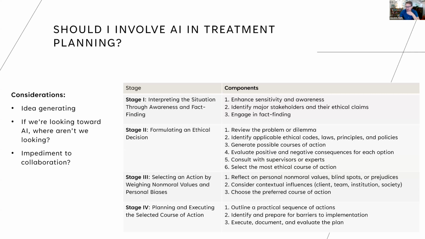And the idea here is, okay, this could maybe help us in idea generation, but I would ask the question: if we're looking toward AI for idea generation of what treatment should I provide, we can anticipate that that starting point is probably going to bias us in where we go. So if I ask AI versus a colleague, what direction should I take in treatment with this?